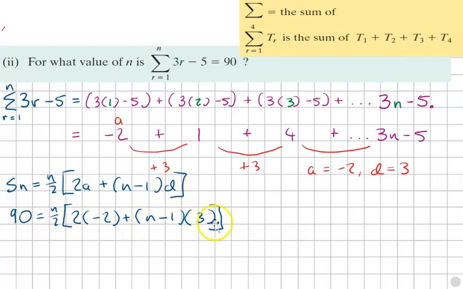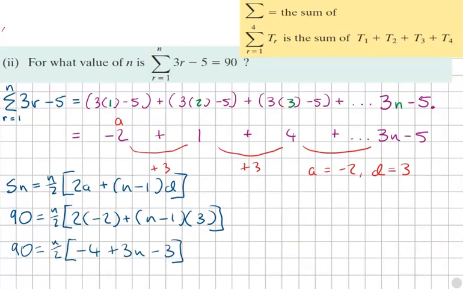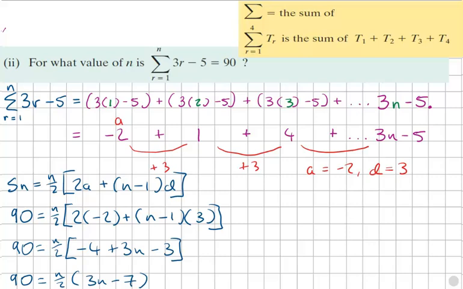So next we're going to multiply out the brackets and simplify. Notice that now we just have n's. That's the only variable that we have in our equation, are n's. And that's what we're trying to find. Going back to the question, it asks us to find n. So from here on out, it is just algebra. We're going to multiply out the brackets, simplify and solve. So multiplying out the brackets, inside of the square brackets, we get minus 4 plus 3n minus 3. Which simplifies to 3n minus 7.